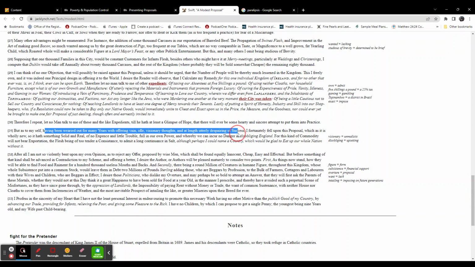But as to myself, having been wearied out for many years with offering vain, idle, visionary thoughts, and at length utterly despairing of success, I fortunately fell upon this proposal, which, as it is wholly new, so it has something solid and real, of no expense, a little trouble, full in our own power.